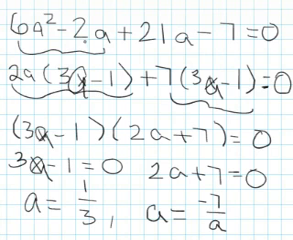Now, if for some reason when you did factor by grouping the terms inside the parentheses weren't the same, you would have switched the order of these, keeping the sign, so it would have been plus 21a minus 2a, and then factored that way. Now we have a is equal to 1/3 and a is equal to negative 7 over 2.